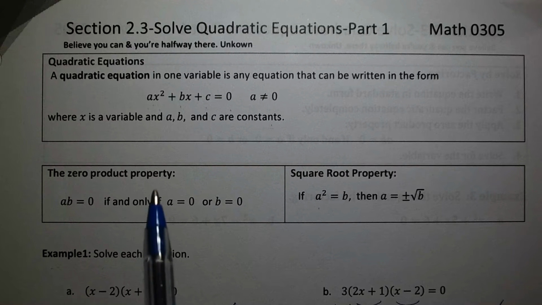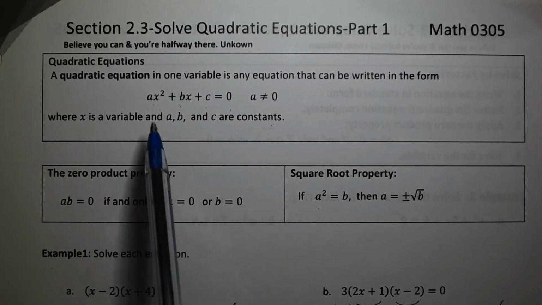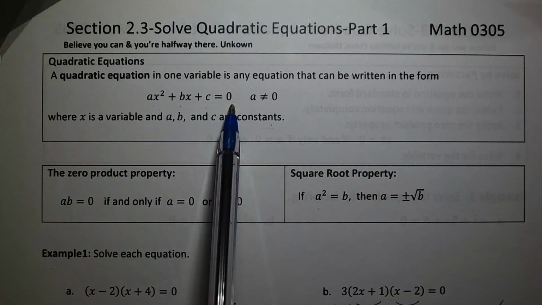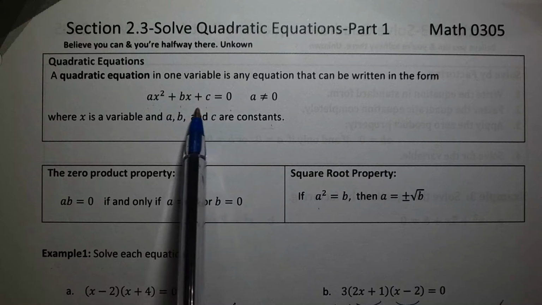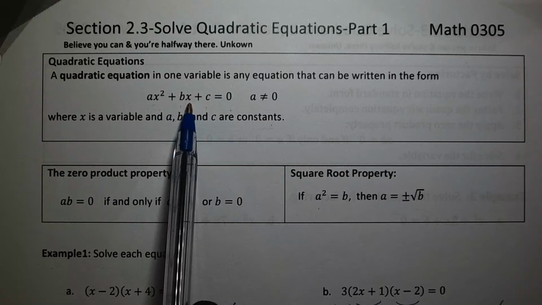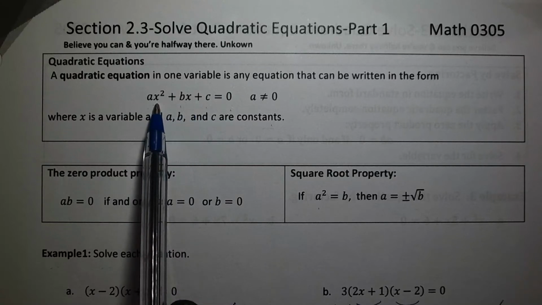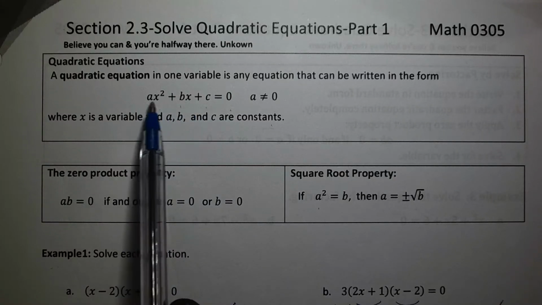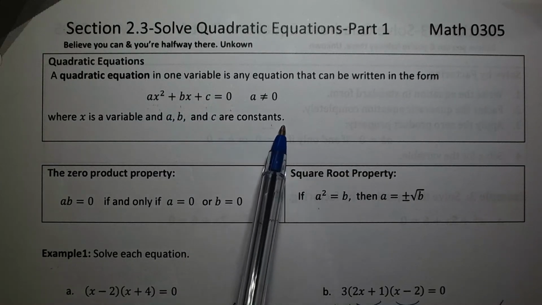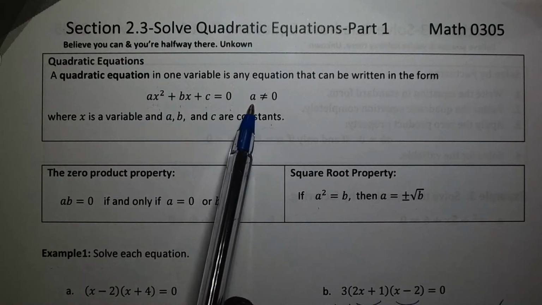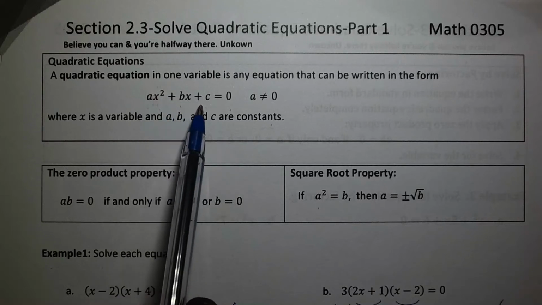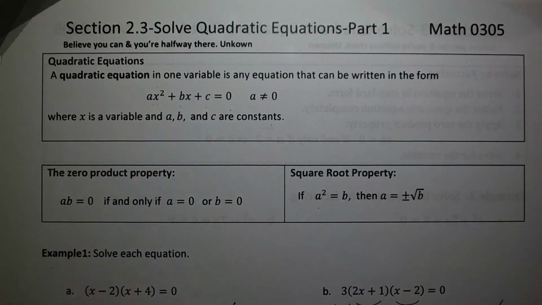A quadratic equation is an equation in the form of ax squared plus bx plus c equals 0. This is the standard form of a quadratic equation. You see, this equation has one variable x, and the greatest power of x is 2. a, b, c are real numbers. We call them constants. a cannot be 0 because 0 times x squared is going to be 0, and our equation is not a quadratic equation anymore.